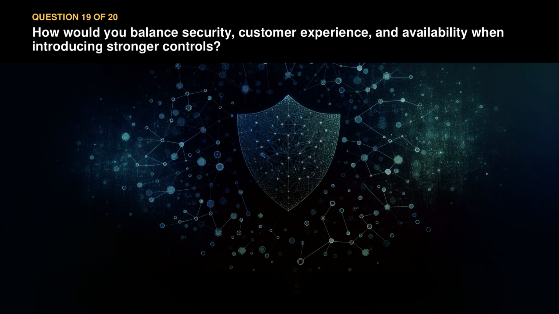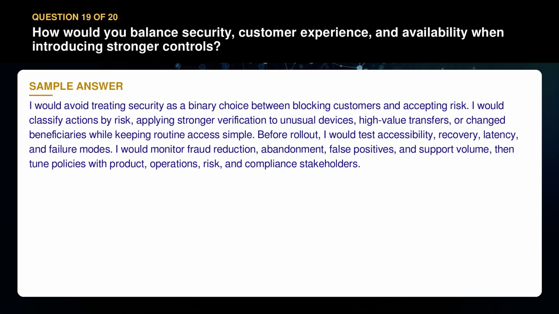Question 19. How would you balance security, customer experience, and availability when introducing stronger controls? I would avoid treating security as a binary choice between blocking customers and accepting risk. I would classify actions by risk, applying stronger verification to unusual devices, high-value transfers, or changed beneficiaries while keeping routine access simple. Before rollout, I would test accessibility, recovery, latency, and failure modes. I would monitor fraud reduction, abandonment, false positives, and support volume, then tune policies with product, operations, risk, and compliance stakeholders.